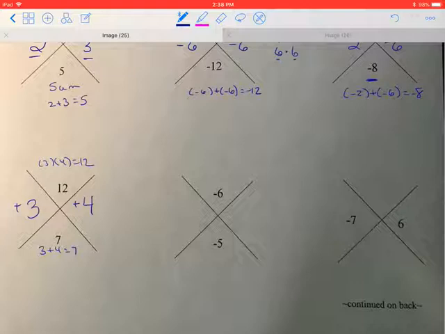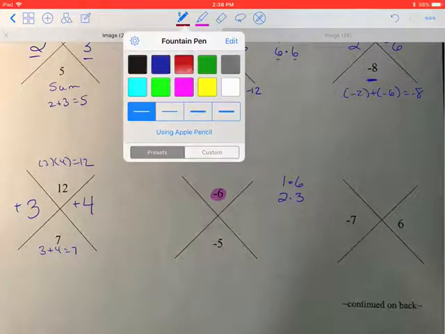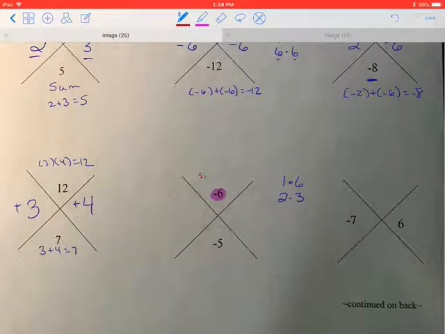I want numbers that multiply to be negative 6. Well, let's just start with factors of 6. I can do 1 times 6, 2 times 3. But when I see that negative right there on the 6, what I know is that my signs are different. So when I fill in my numbers on the left and the right, one of them needs to be positive and one of them needs to be negative.